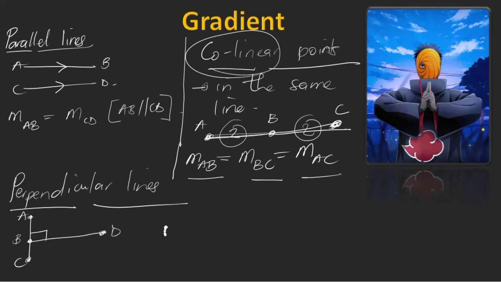So we can say now, the gradient of AC multiplied by the gradient of BD must give us -1. Why? Because AC is perpendicular to BD. Now let me leave that to you to sink in a little bit.